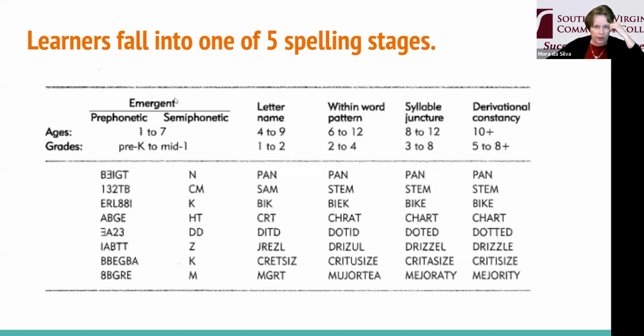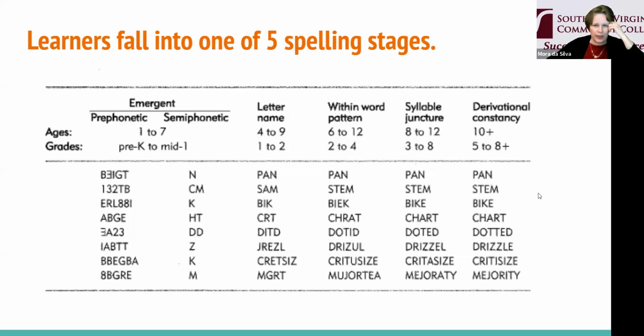Okay, so emergent, the ages, right? The typical ages are across here. So emergent, letter name, within word, syllable juncture, derivational constancy. We're just going to pretend that's crossed out. We don't think in ages, we think in stages when we're working with adults. Stages, not ages. Okay, here's grades. That's just a guideline. We really don't need that either. What we need to do is diagnose.